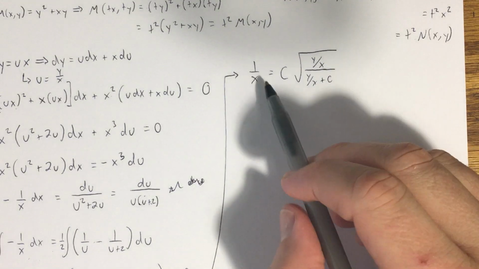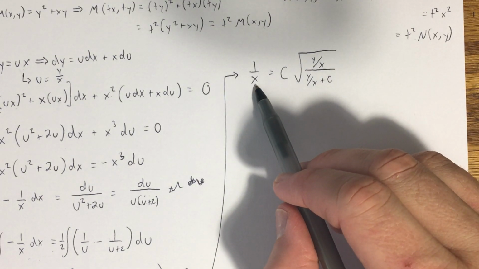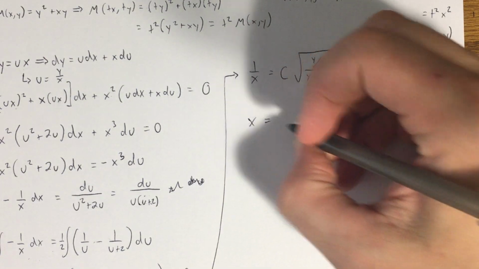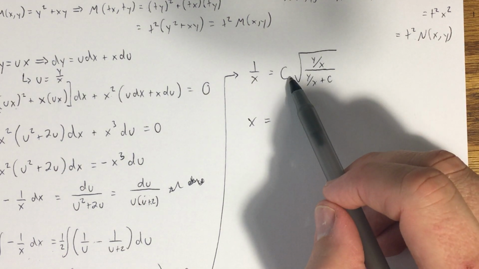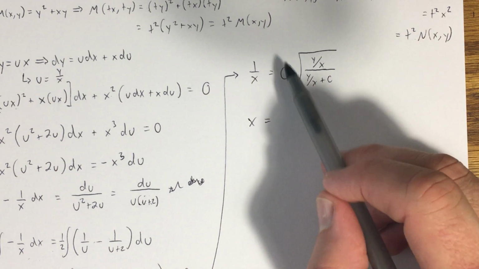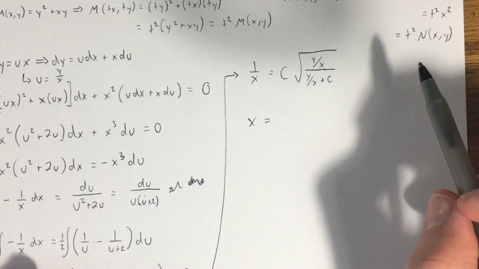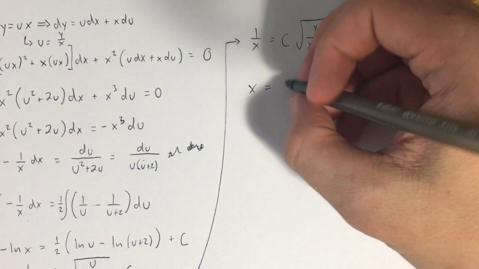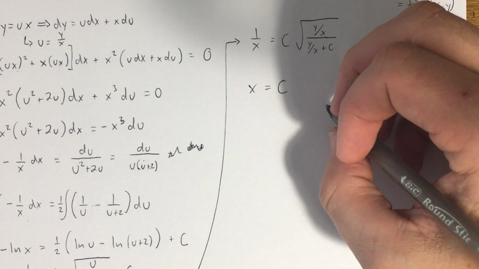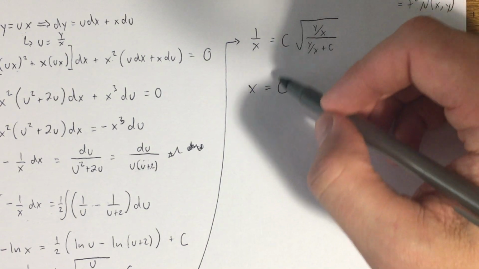I'd like to take a reciprocal of both sides here so that I get x equals, now again, the reciprocal of this is going to turn this c into a 1 over c. But that's still just an arbitrary constant, right? So that can still be written as a c. And that's, again, something you're going to see over and over again.